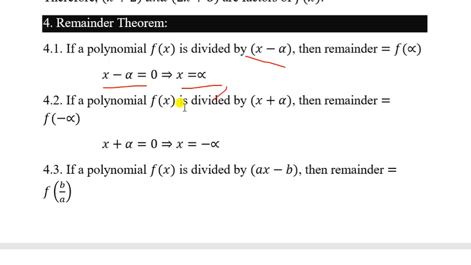Similarly, if you see more examples, it will be easier to understand. f of x divided by x plus alpha. What will be the remainder? The remainder will be f of minus alpha, because x plus alpha equals 0 and x equals minus alpha. Here the value of x is minus alpha. That's why the remainder will be f of minus alpha. So always we have to find the value of x from our given factor. See one more example.